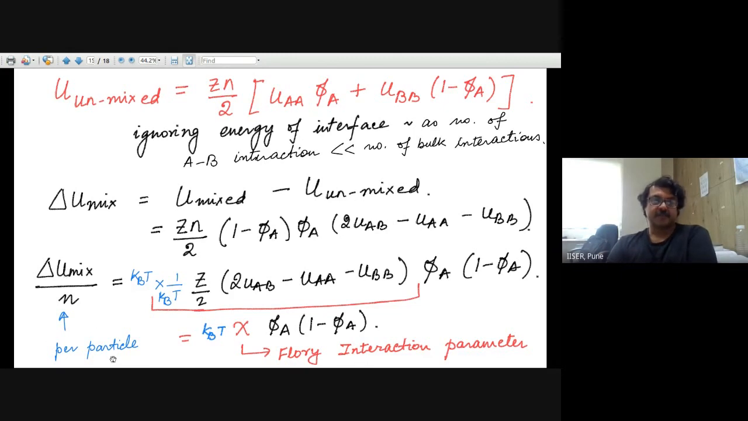The energy of mixing can be written as kBT. Chi already has kBT in the denominator. These are the pairwise interaction terms, right? Into phi A into 1 minus phi A. 1 minus phi A is nothing but phi B.